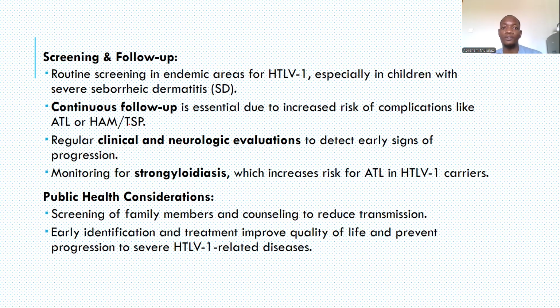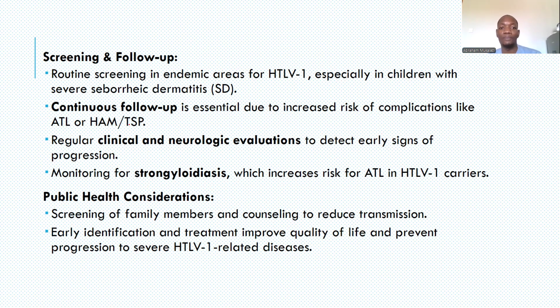Then continuous follow-up is essential to minimize the risk of complications and to attend to them early, because we know that this virus predisposes someone to developing adult-onset leukemia and lymphoma. So you have to continuously follow them through to make sure that in case leukemia starts, you capture it early for better treatment. Then we can also have a regular clinical and neurological evaluation to detect any signs of paresthesias or nerve involvement, because that virus is also associated with paresthesias.